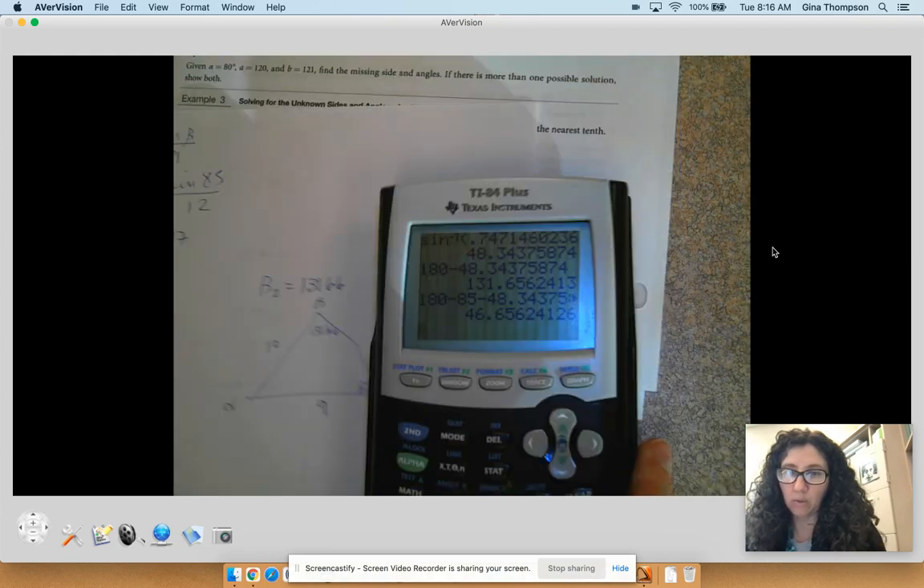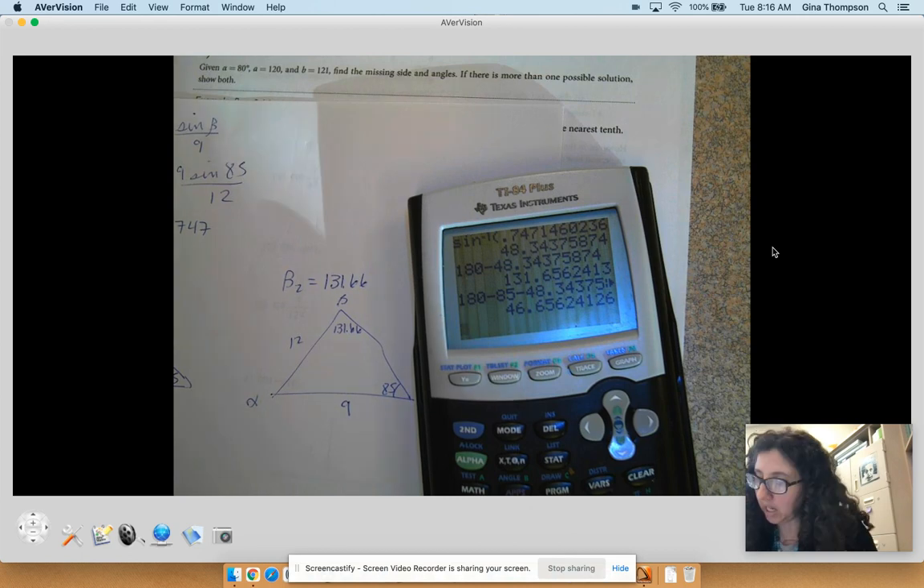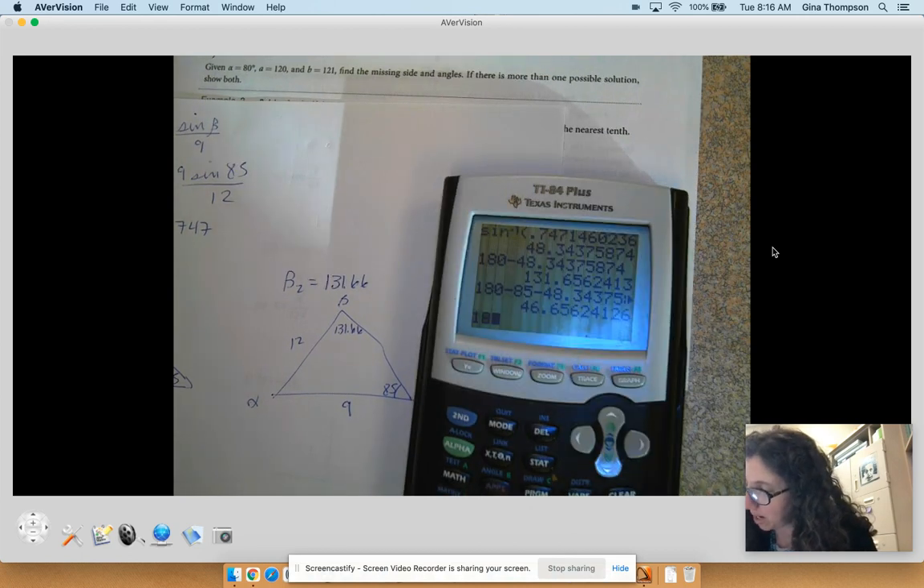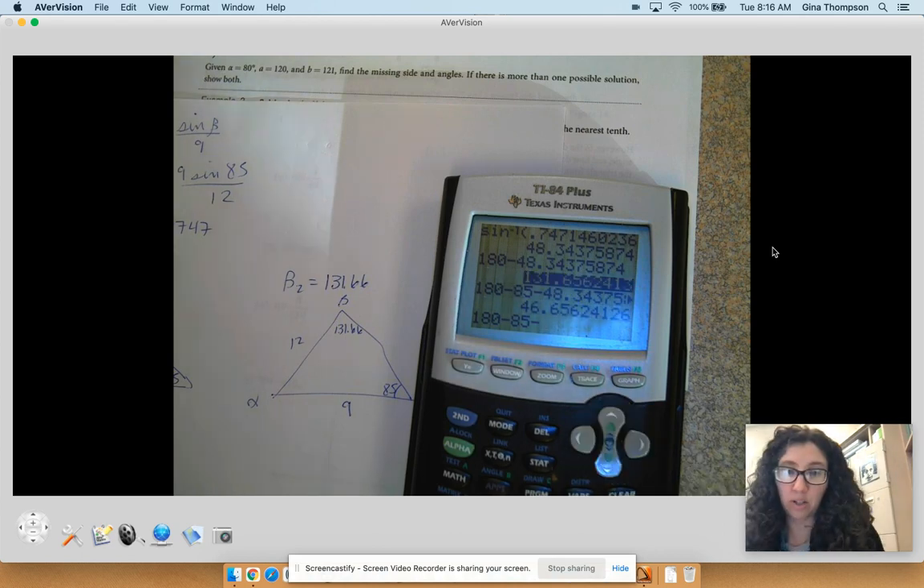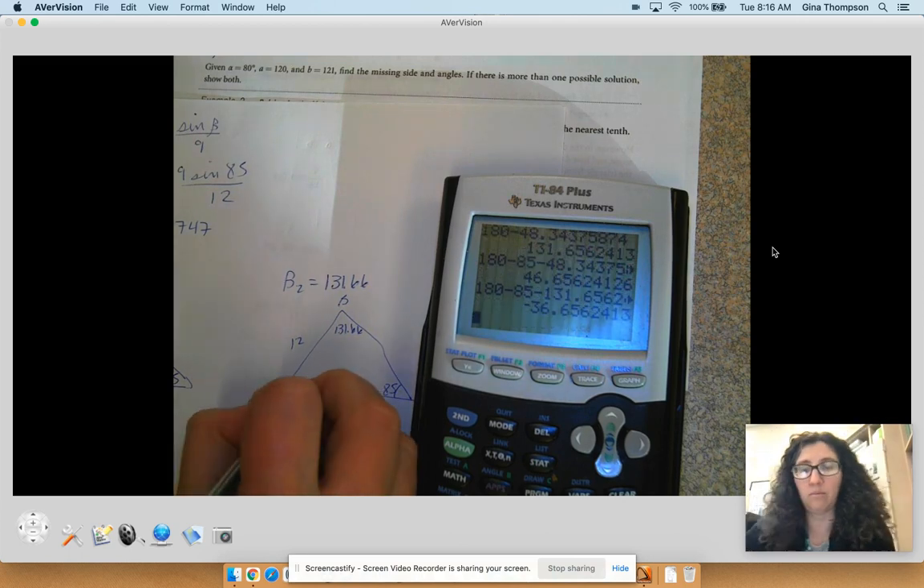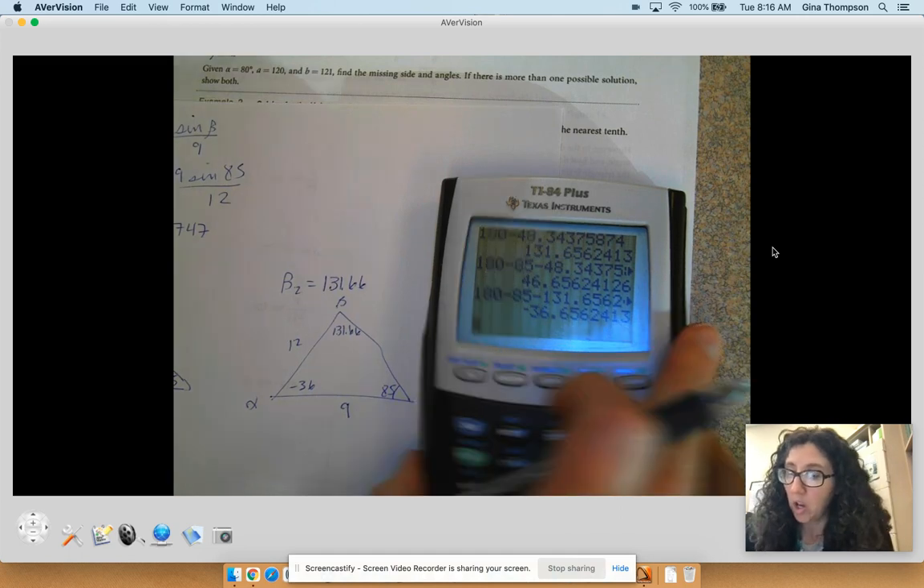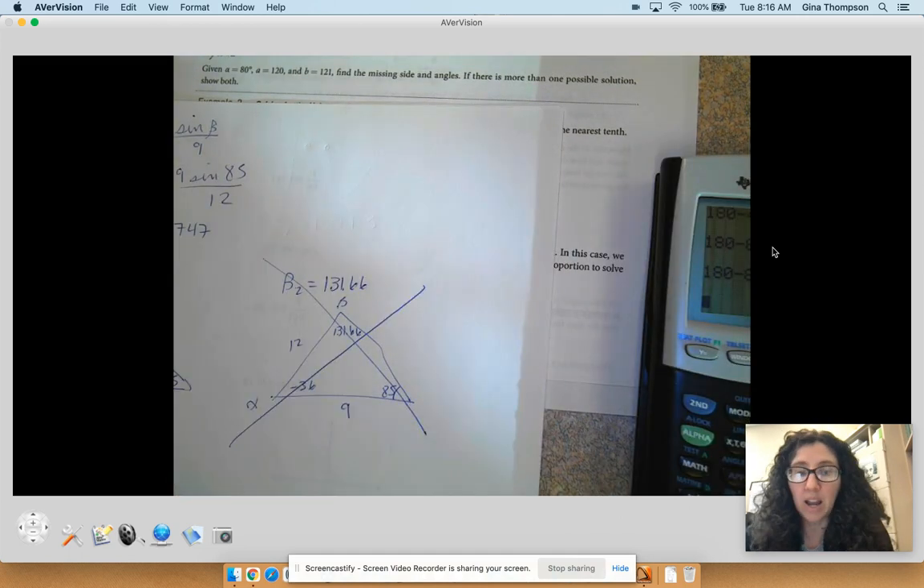How about in this case? Let's see if I can move this over and leave my calculator there. Okay, so I'll say 180 minus 85 minus 131. Do you see a problem? What's going to happen? Minus 36. This angle is minus 36. Is that possible? That is not possible. So this triangle doesn't happen.